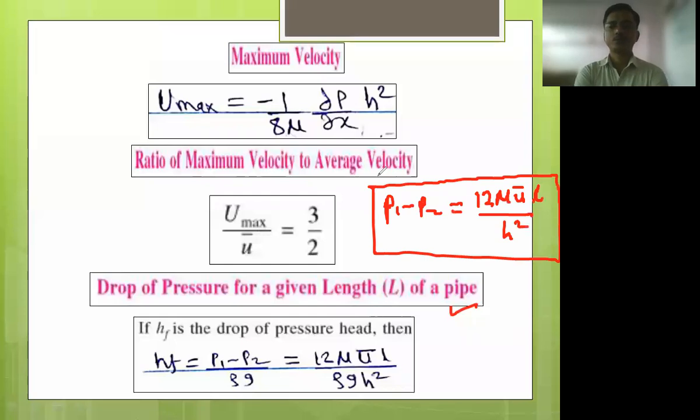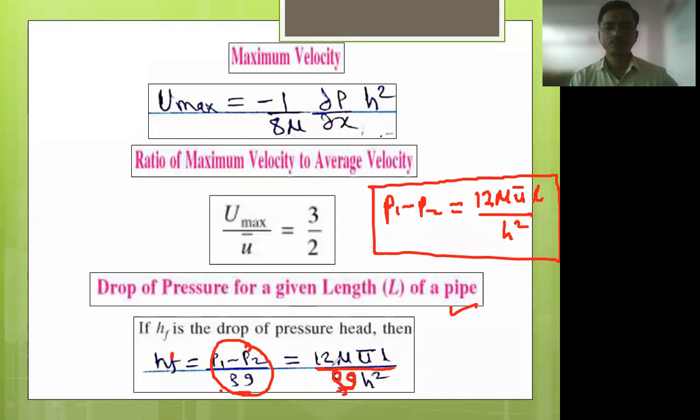P1 minus P2 is equal to 12 mu u bar L divided by h square. If you divide both sides by rho g, then this will be called as the HF, that is head loss due to friction. So to find out the head loss due to friction, we have to use this formula. So you can write down this formula.